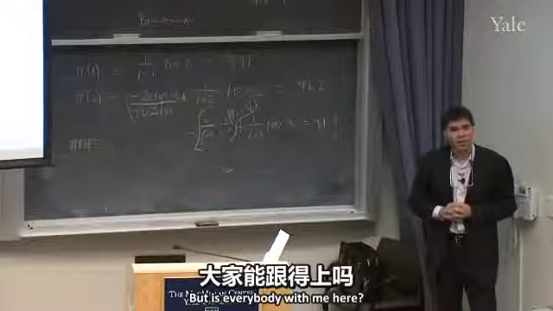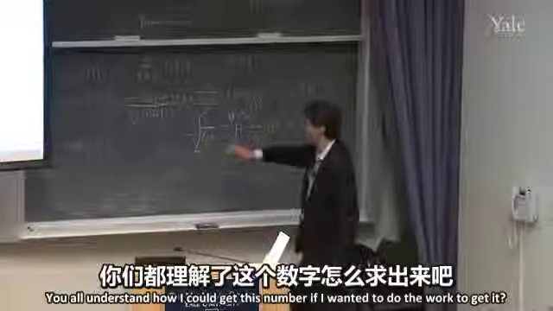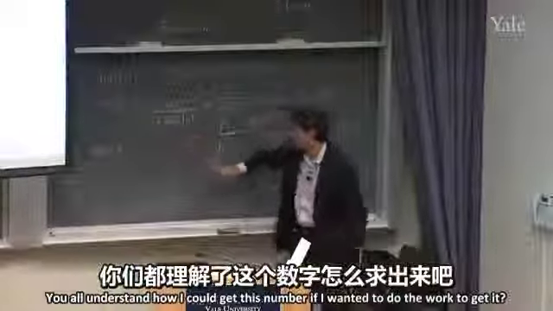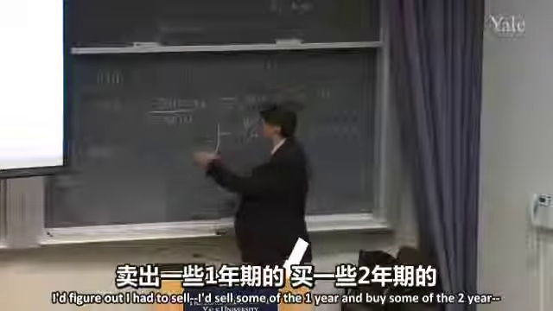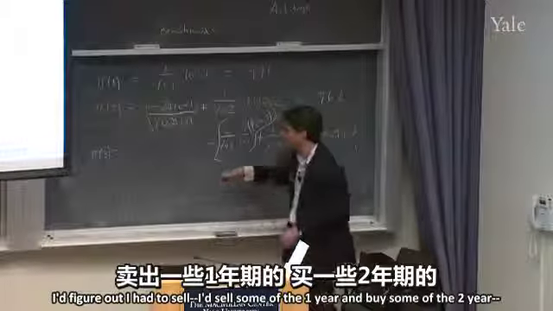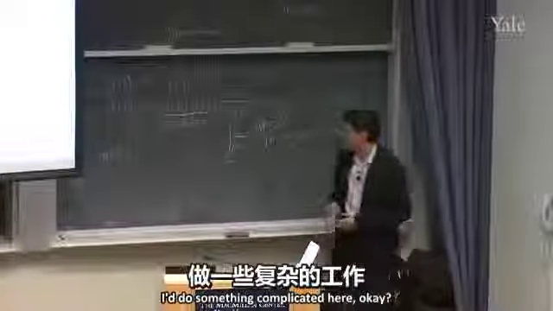But is everybody with me here? Do you all understand how I could get this number if I wanted to do the work to get it? I'd figure out I had to sell some of the 1-year and buy back some of the 2-year. I'd do something complicated here.